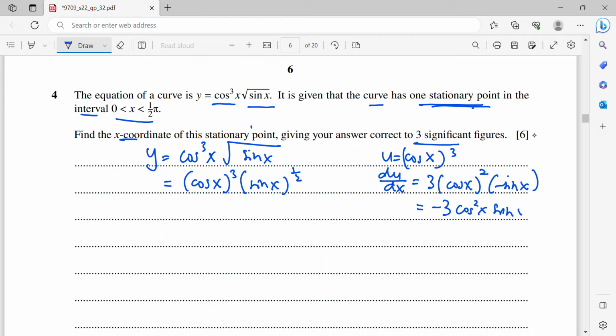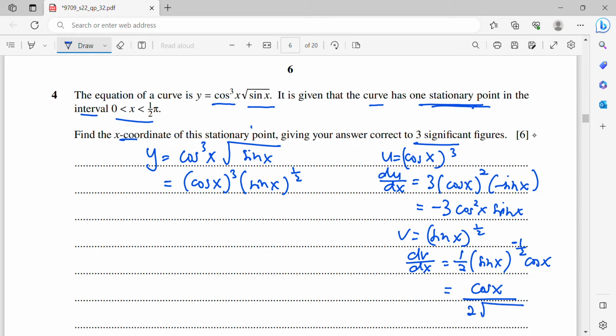Okay, so now my v is sine x to the degree half. Therefore, dv/dx is: bring down the half, rewrite sine x, then the degree you need to minus 1. So half minus 1 is minus half. Then don't forget to differentiate sine x to get cos x. Since the degree is negative half, I can move it down and combine with the half, so you are getting cos x over 2 square root sine x.